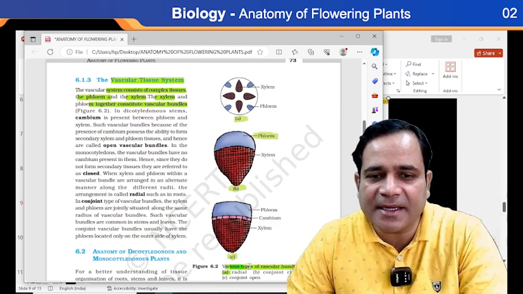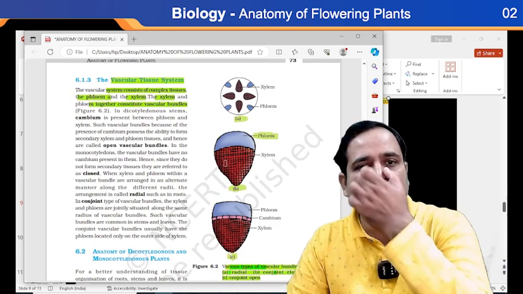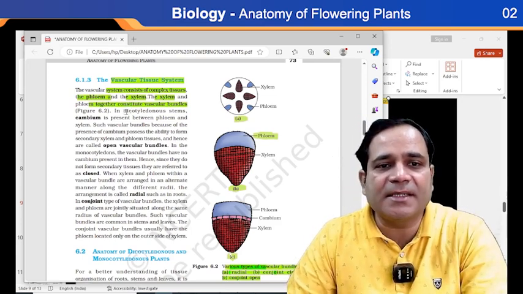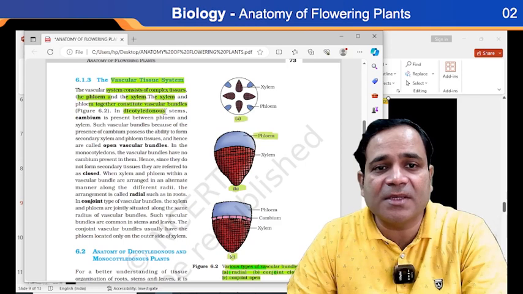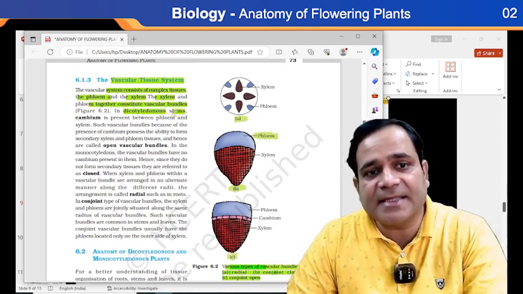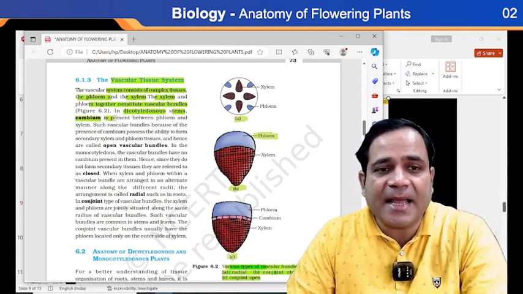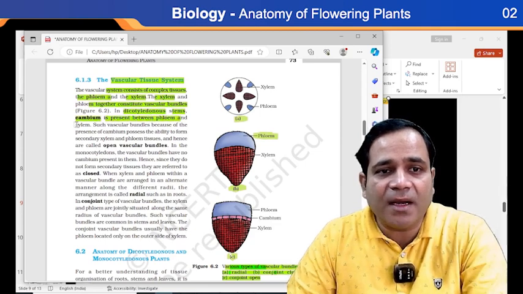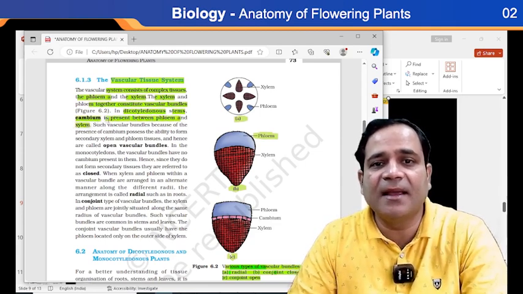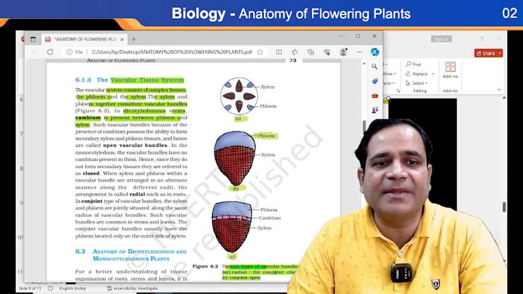This is written here. So see, in a dicotyledonous system, what I'm saying here is the stem where the cambium is present. And this cambium is present between the phloem and xylem. See, here the xylem and the phloem, then xylem, phloem, xylem, phloem. So between the phloem and xylem, there is cambium.